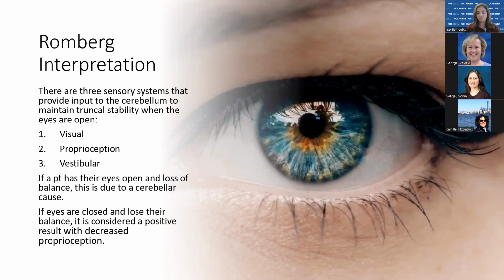So that is doing a Romberg on myself every day when I take a shower. I just was like, well, look at that. And I also am teaching a falls class.